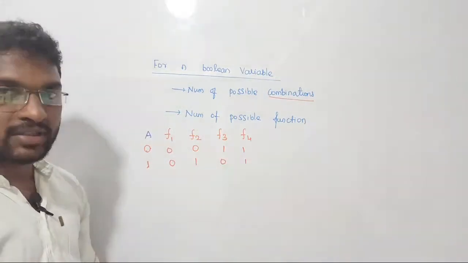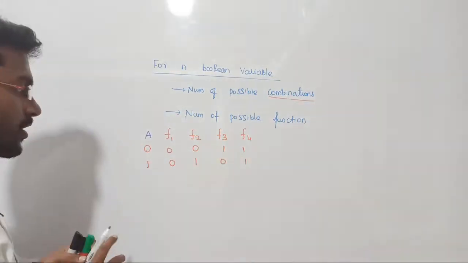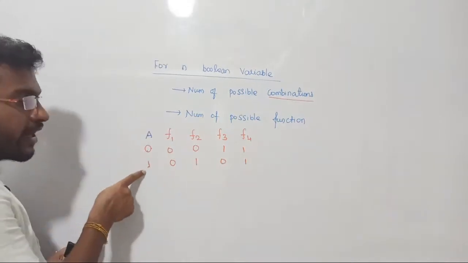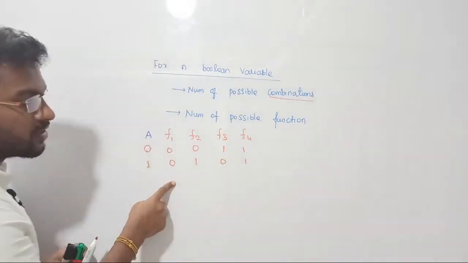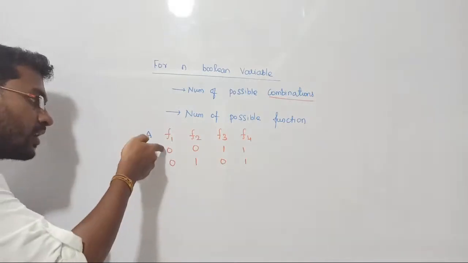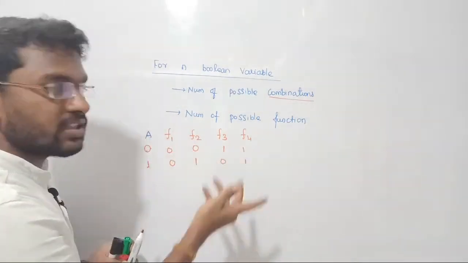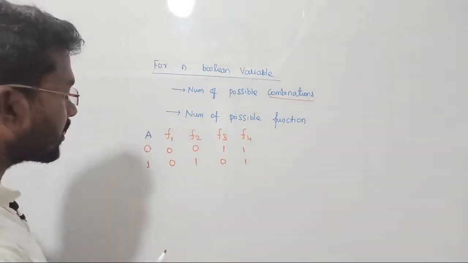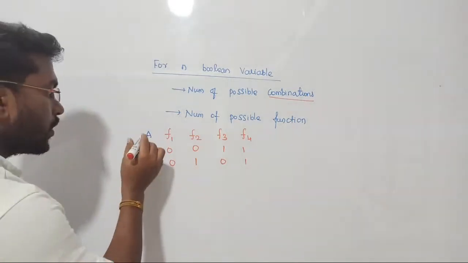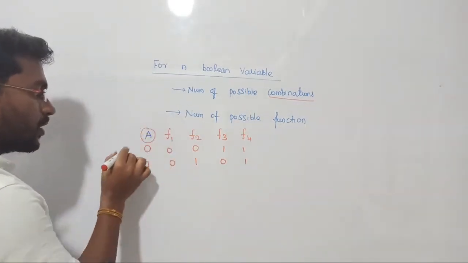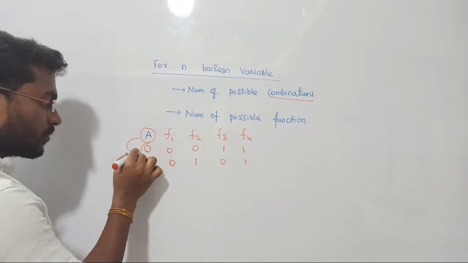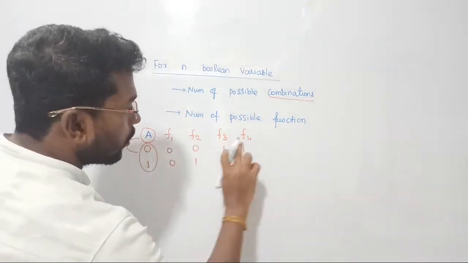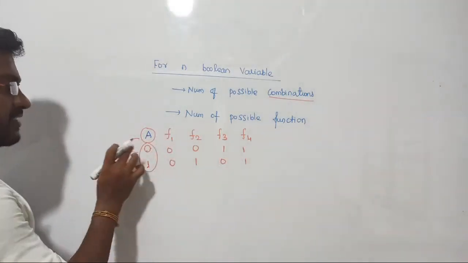Do you have any other expressions, other possibilities? No, it is not possible. If you have one binary variable, then two combinations could be possible, and four functions could be expressed, either 0 0, 0 1, 1 0, 1 1. That is the maximum possibilities. So what is the conclusion? What we have understood here, if you have a single variable, then we have two possible combinations and four possible functions. Yes, that is correct.